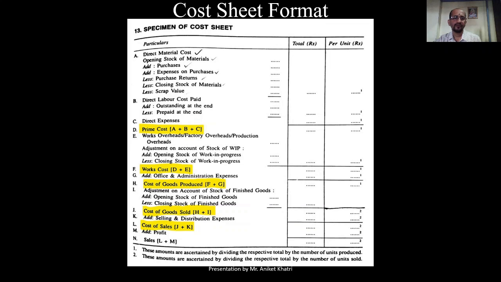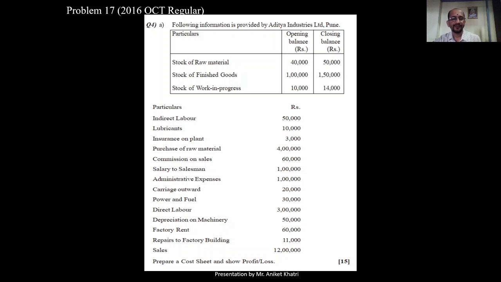This is the format of cost sheet which we are going to follow in the preparation of cost sheet. So this is our 17th problem. This problem appeared in the SYBCOM examination in 2016 October regular in the Savitribai Phule Pune University. So this is the problem.